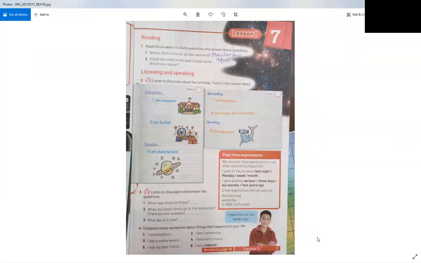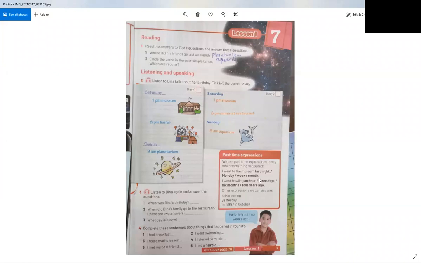Now we have the rule of using the past simple tense. We use the past time expressions to say when something happened, like this sentence, I went to the museum last night. This is the key word. That's why we use went, or last Monday, last week, last month. I went bowling an hour ago, or 3 days ago, 6 months ago, 4 years ago.